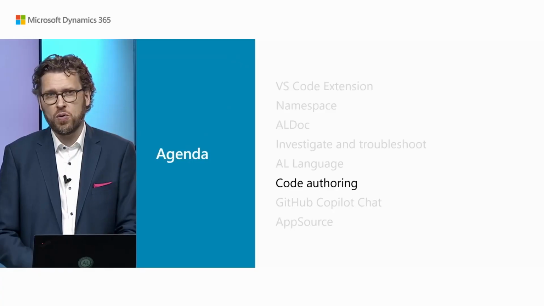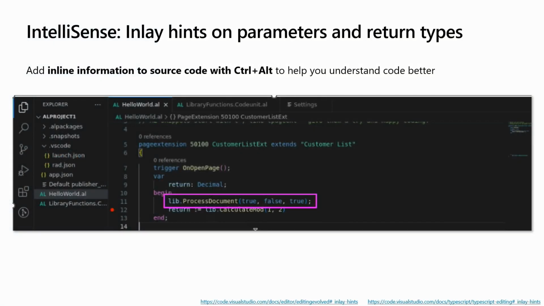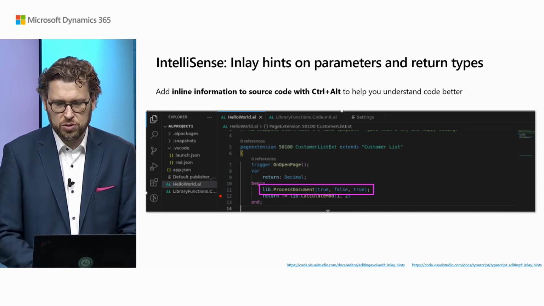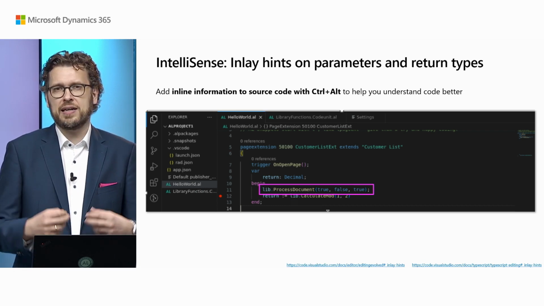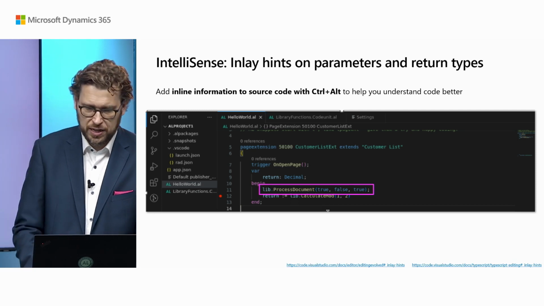So just like with the AL language, we have a collection of enhancements to make everyday code authoring more productive. So let's jump straight into it. Visual Studio Code supports an editor concept called inlay hints. These are additional information inline in source code to help you understand what the code does. And in this release, we're adding the ability to get inlay hints for AL parameter names and for return types.